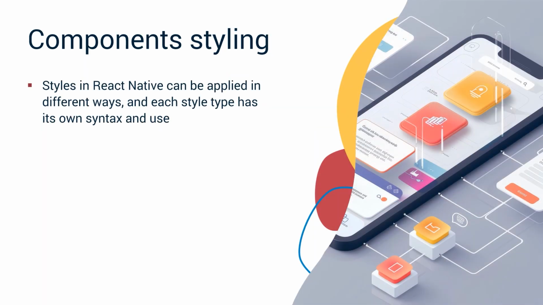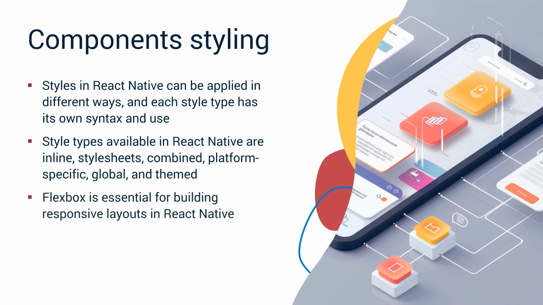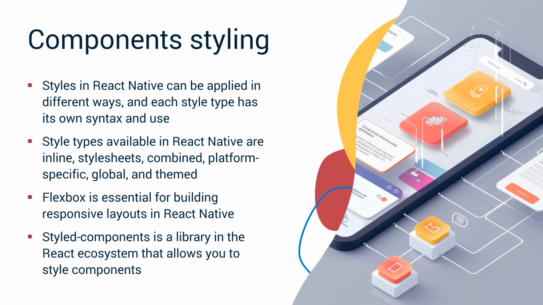Styles in React Native can be applied in different ways, and each style type has its own syntax and use. The style types available in React Native are inline, style sheets, combined, platform-specific, global, and themed. Flexbox is essential for building responsive layouts in React Native. Styled Components is a popular library in the React ecosystem that allows you to style your components.